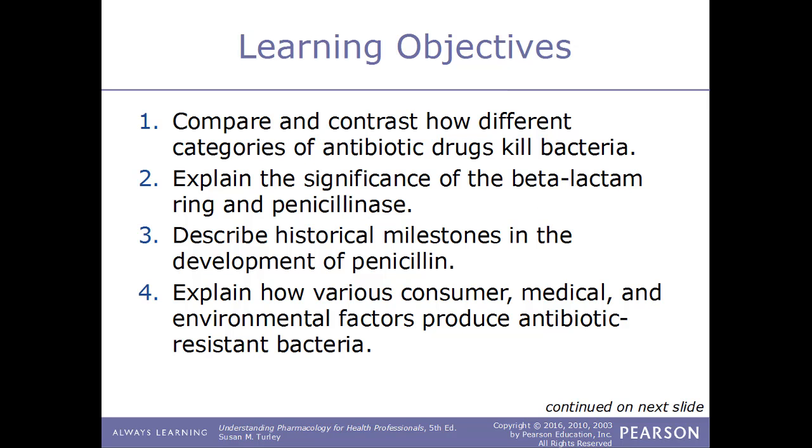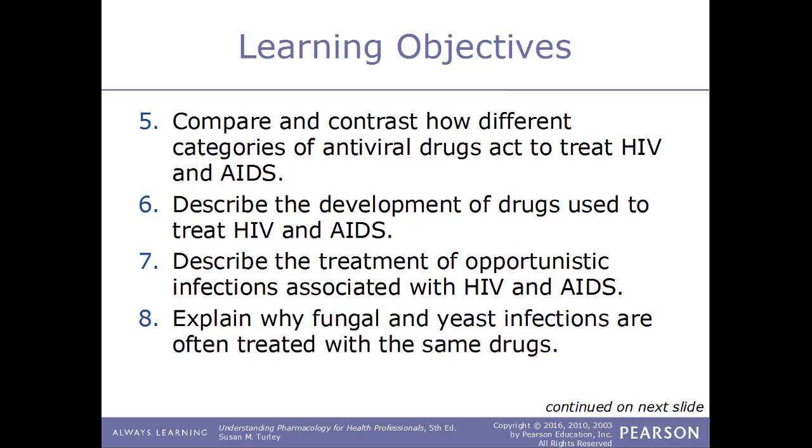Learning objectives for this chapter: compare and contrast how different categories of antibiotic drugs kill bacteria, explain the significance of the beta-lactam ring and penicillinase, describe historical milestones in the development of penicillin, explain how various consumer, medical, and environmental factors produce antibiotic-resistant bacteria, compare and contrast how different categories of antiviral drugs act to treat HIV and AIDS. Describe the development of drugs used to treat HIV and AIDS.